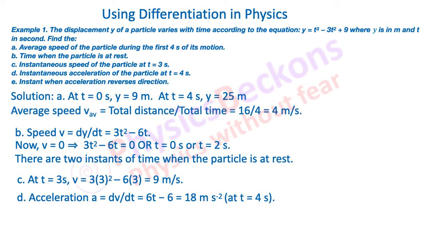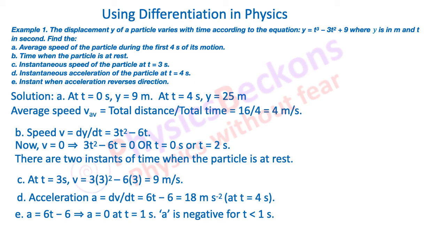Fourth part, instantaneous acceleration, which means the rate of change of speed. For this, we need to differentiate the speed with respect to time. So you will get a equal to dv by dt, that is 6t minus 6. 6t is the differential of 3t square and 6 is the differential of 6t. Then put the value of t equal to 4 to get the acceleration as 18 meter per second square when time is 4 seconds.